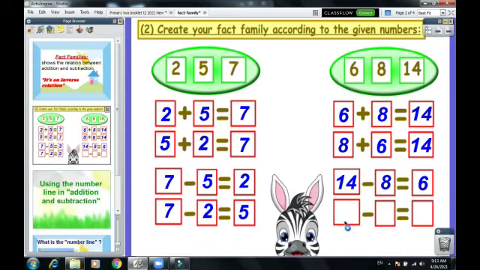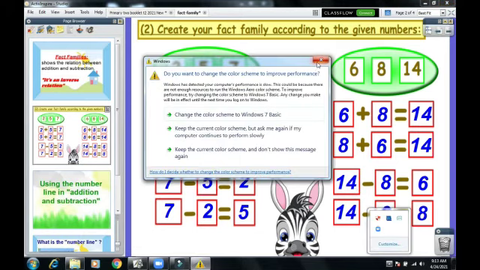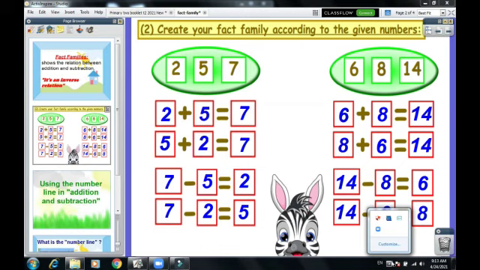And this time I will say 14 minus the first part, which is 6, to get the second part, which is 8. And you have to know that the order is very important in minus, so I can't put the small number before the big number, but the mommy number should always come first.